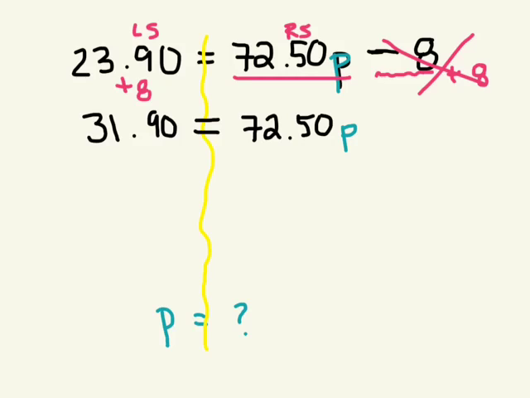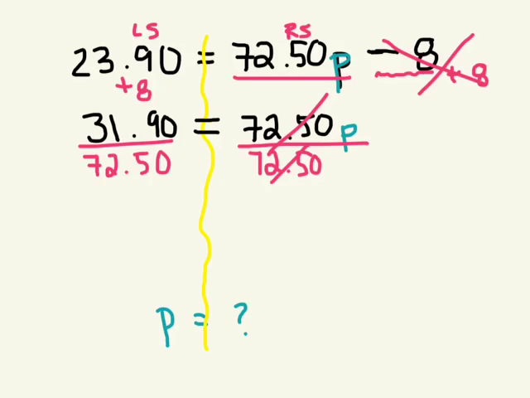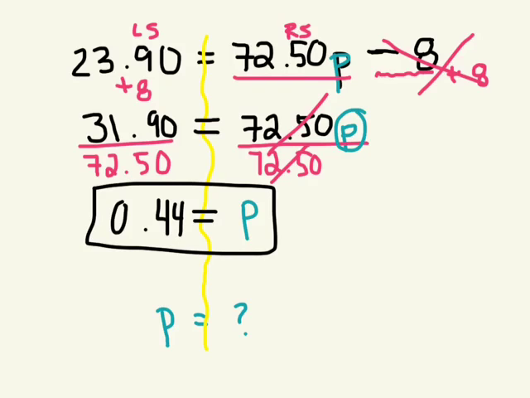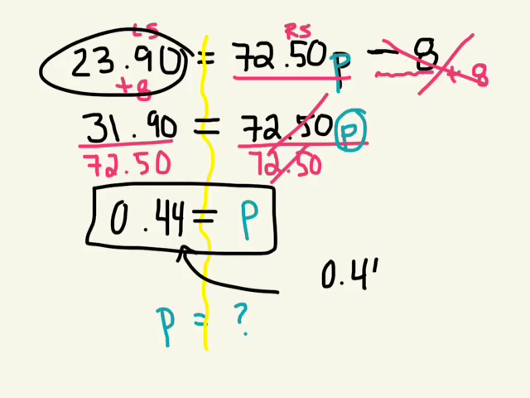What's the opposite of multiplication? So if I divide this by 72.50, that will cancel out. What do I have to do to the left side? Divide by 72.50, and I'm just left with my P on the right side, which is my goal. What's 31.90 divided by 72.50? 0.44. So that means that if she earned $23.90, she delivered 0.44 tons of paper.